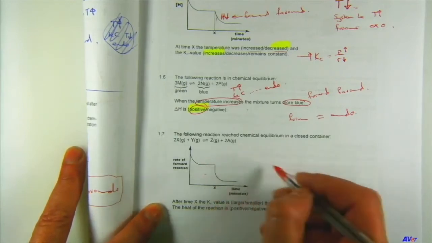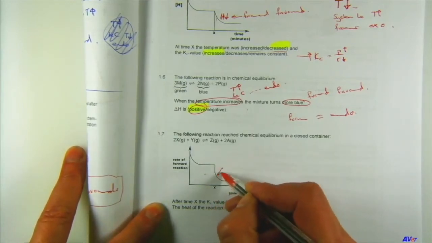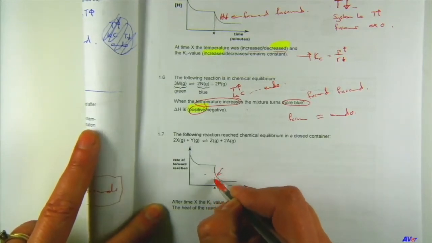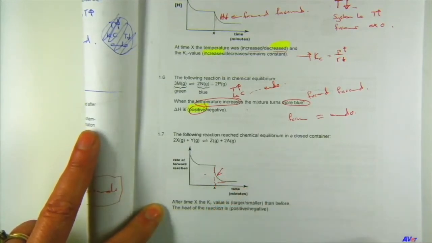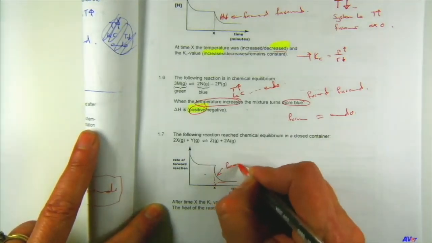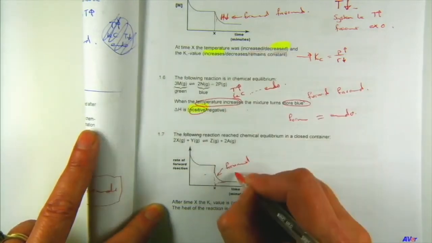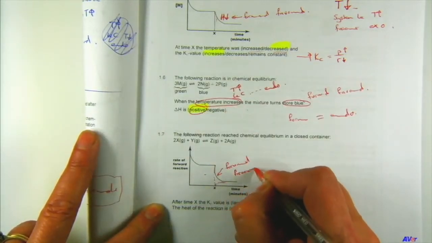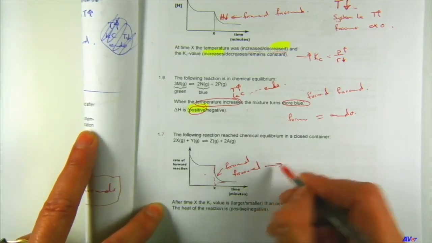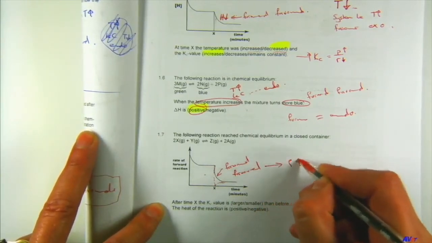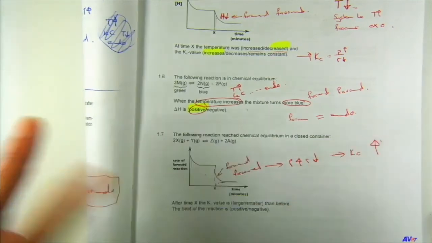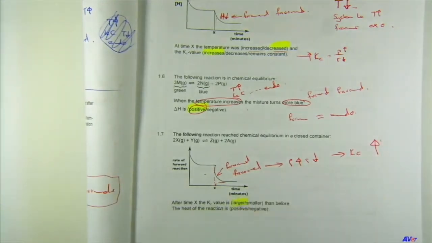Now, what's happening after time x? Which reaction is favored? If I had to draw in the other one, it would have been like this. So this tells me that the forward is actually the one with the bigger rate. The forward is the one that is favored. Right. So forward is favored. And if forward is favored, what's going to happen with my products? More, and reactants is less. So my Kc value will be bigger. So the first answer was larger.